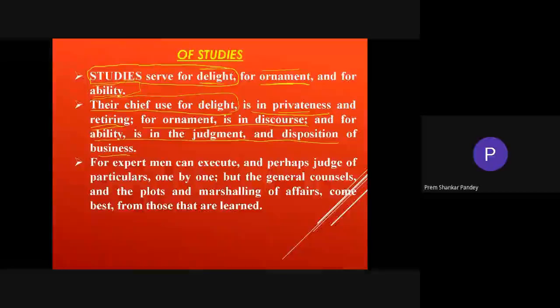And where do we find the use of ability? Whenever we are making decisions in our life, judgment means decisions. When we are making decisions in our life, or we are doing our daily work, disposition of business. Business indicates here day-to-day work. So whatever work we are doing in our day-to-day life, there our ability will come into action.